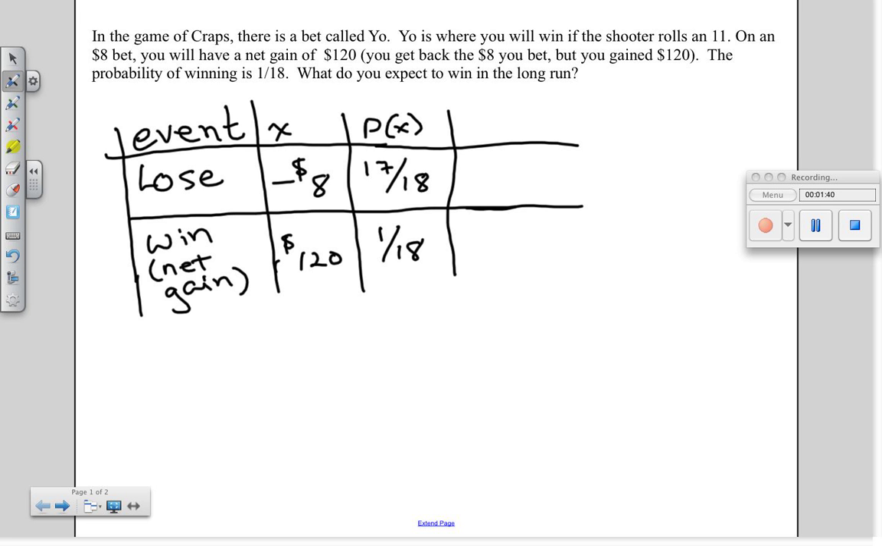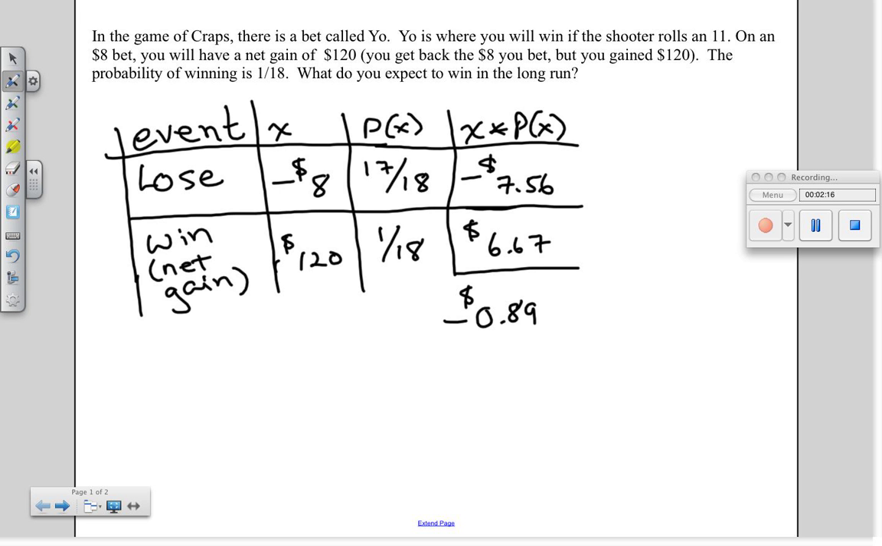To find the expected value, you just need to take the winnings times the probability of winning. So take negative 8 times 17/18, which gives you negative $7.56. The win, you can take 120 times 1/18, which gives you a positive $6.67. That gives you a total of negative 89 cents. The expected value is negative 89 cents. For every $8 bet, you expect to lose 89 cents.